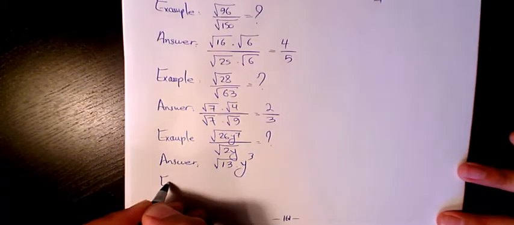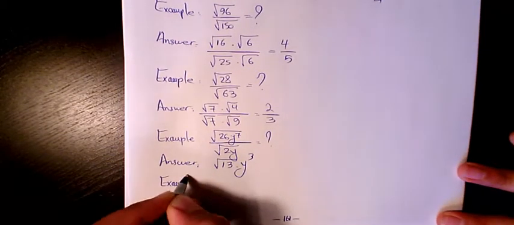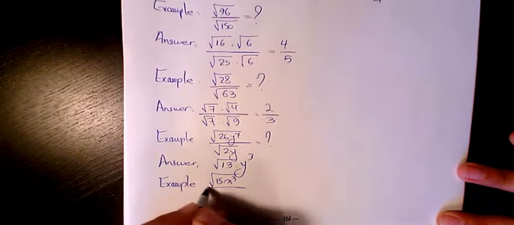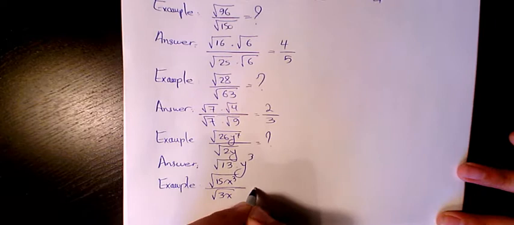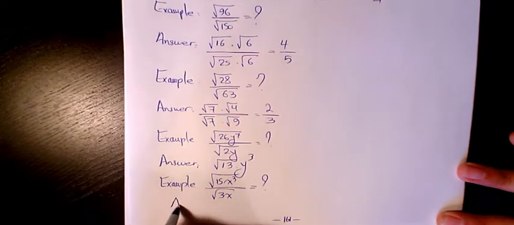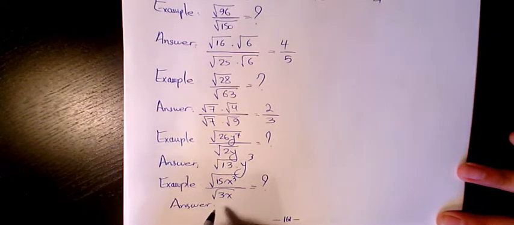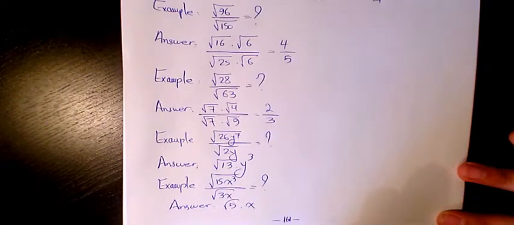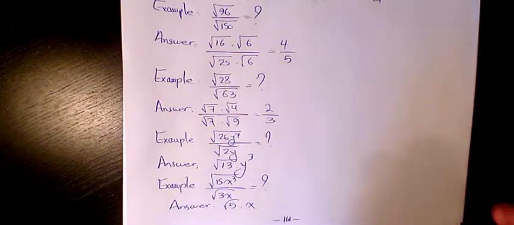And next example, square root of 15x cubed divided by root 3x. Answer is 15 divided by 3 is root 5. X cubed divided by x is x squared. Square root of x squared is going to be just x. So we have x times root 5, or root 5 times x. That's the final answer.